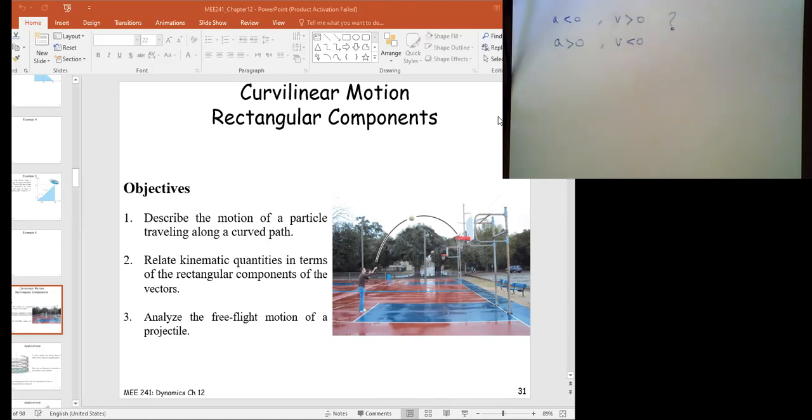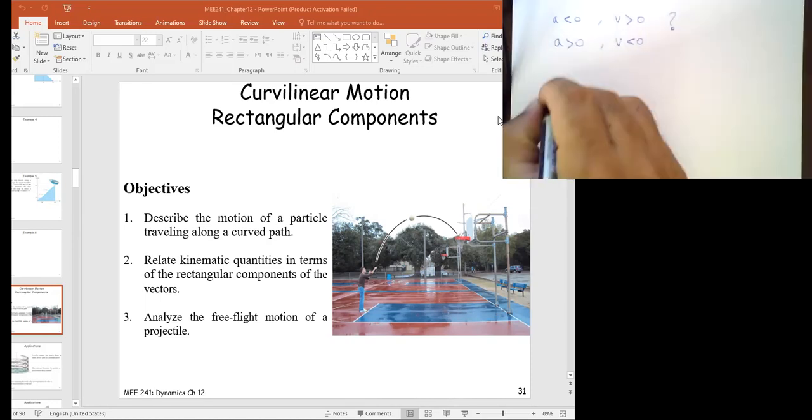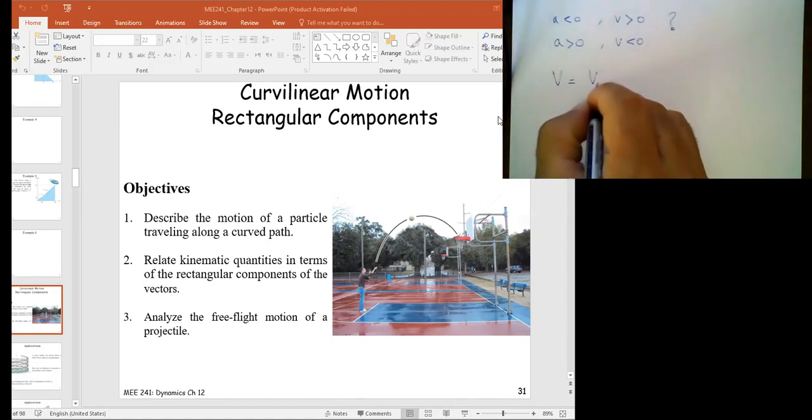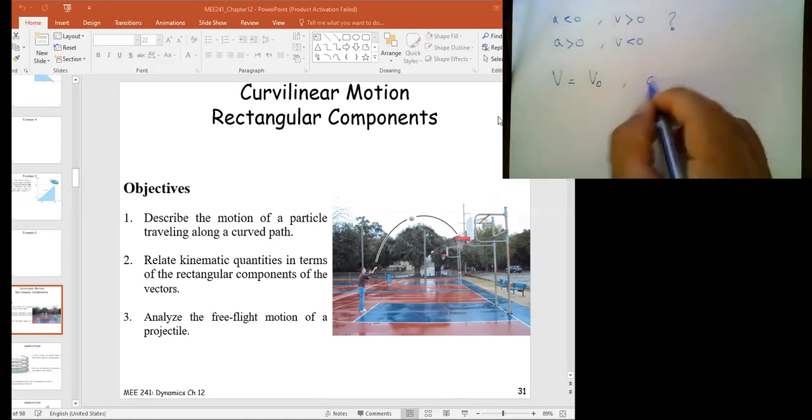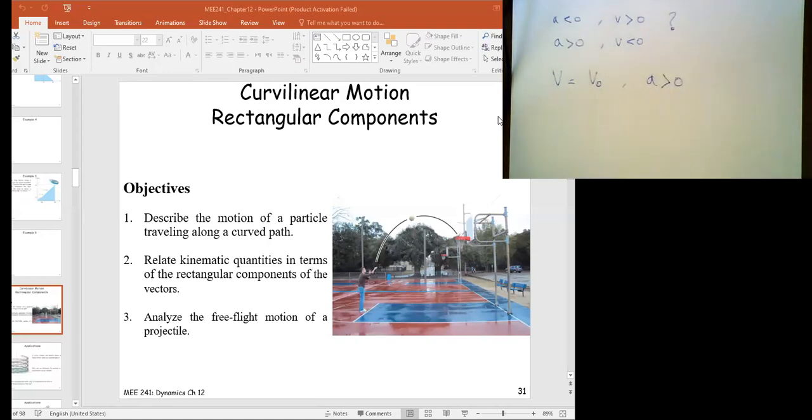I have one more question. Can you have the velocity be constant, but the acceleration be positive? Is that possible? No. What do you guys think? Is that possible? Why no? Why yes or why no? Can someone explain? I think I have something in the chat, so let me see.